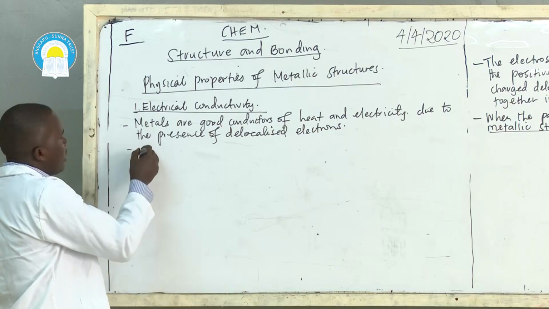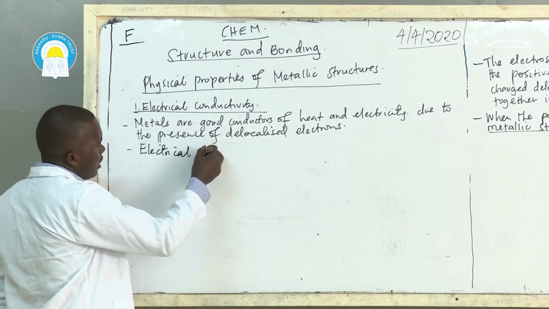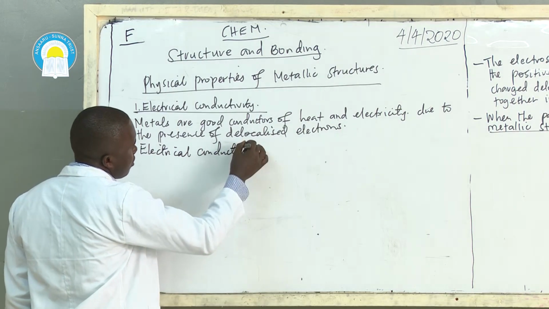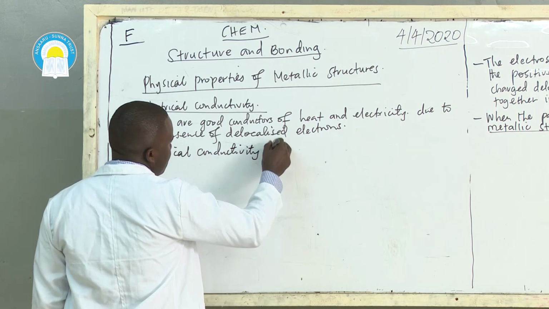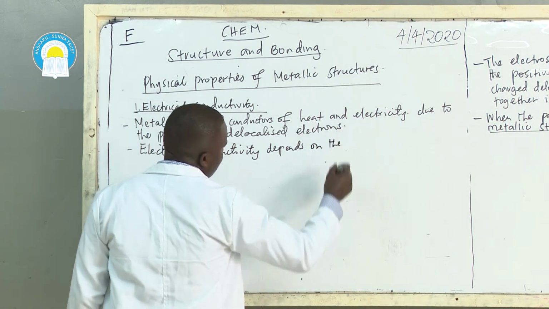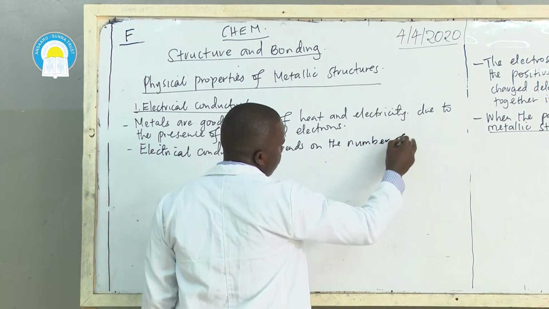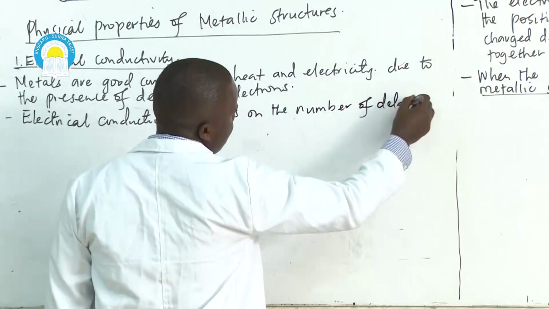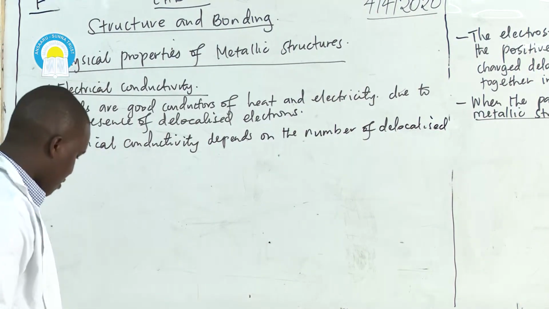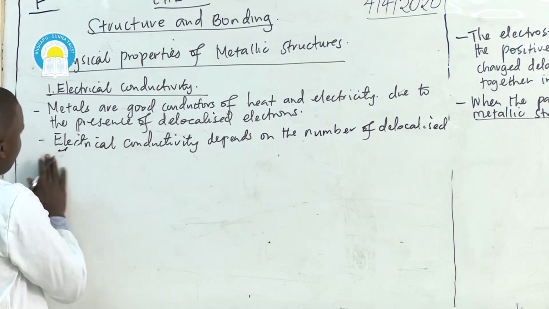So we can say that electrical conductivity depends on the number of delocalized electrons.